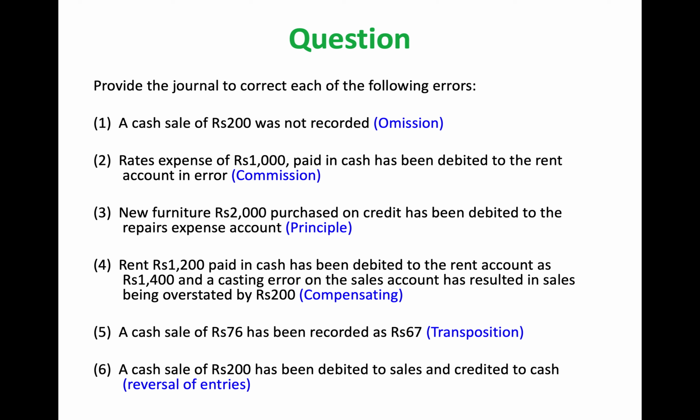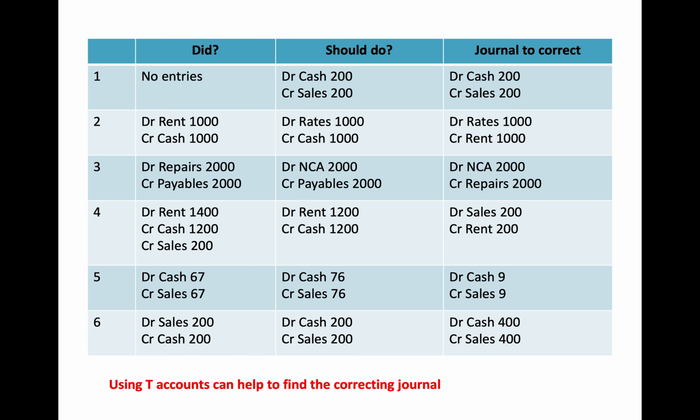The cash sale of 200 rupees was not recorded, and this is an error of omission because they haven't recorded this at all. You use this three column format to help you find the correcting journal. So what did they do? They did nothing. What they should have done, they should have debited cash 200 and credited sales by 200. Therefore, to correct this, you debit cash and credit sales by 200.